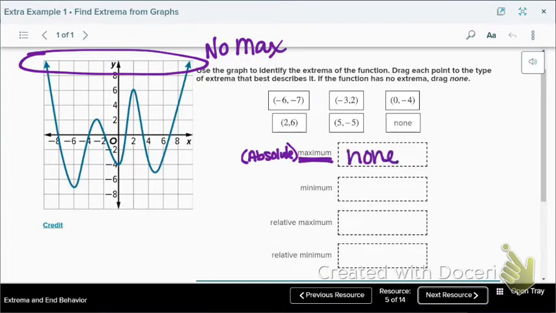What about a lowest point? Does it have a minimum? Yes, where's it at? Yes. -6, -7. Here's my minimum.